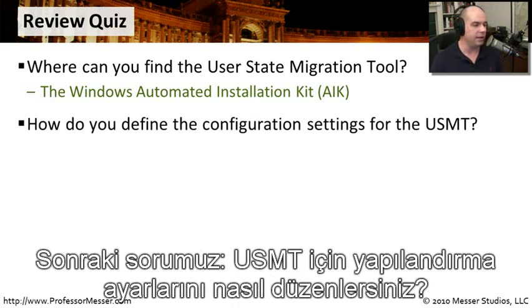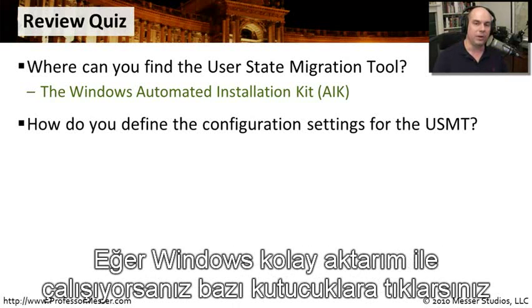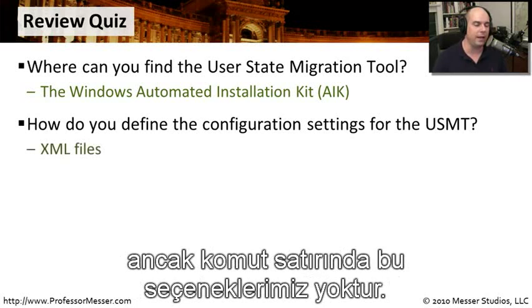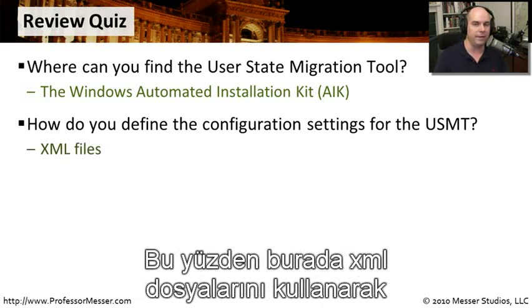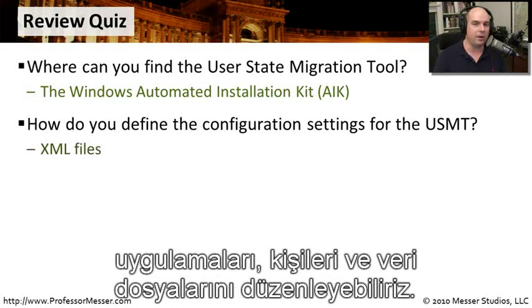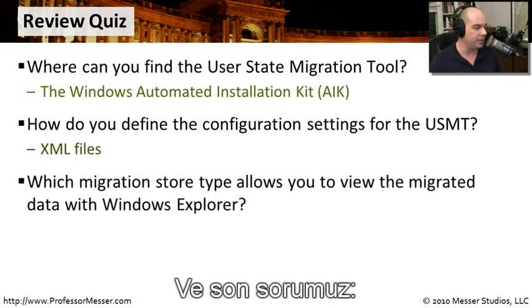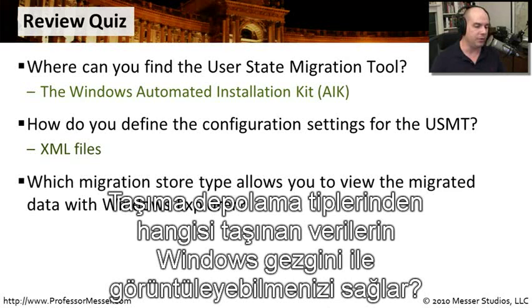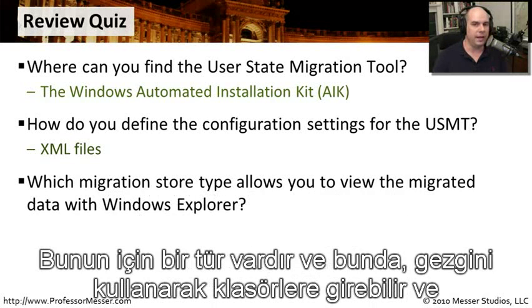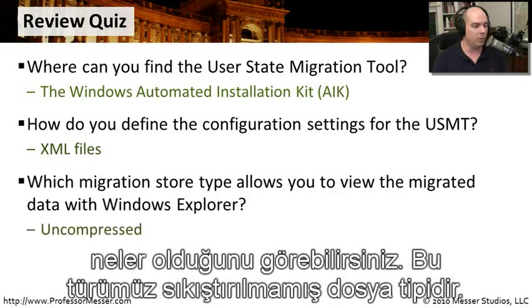Our next question is, how do you define the configuration settings for the USMT? If you recall on the Windows Easy Transfer, we clicked some boxes. Well, on the command line, we don't have that option, so we choose XML files there to manage our app, our user, and the data files that we're going to transfer. And the last question is, which migration store allows you to view the migrated data with Windows Explorer? There's one type where we could use Explorer to go into the folder to see what was going on, and of course, that was the uncompressed file type.